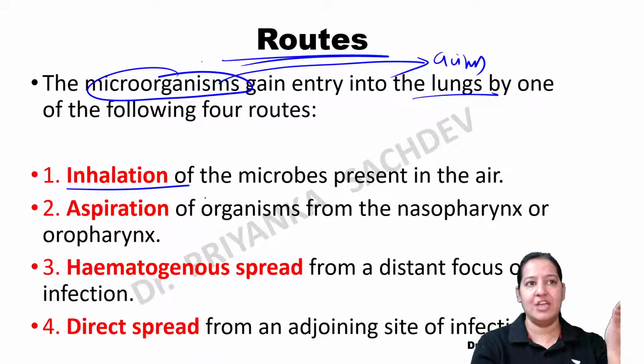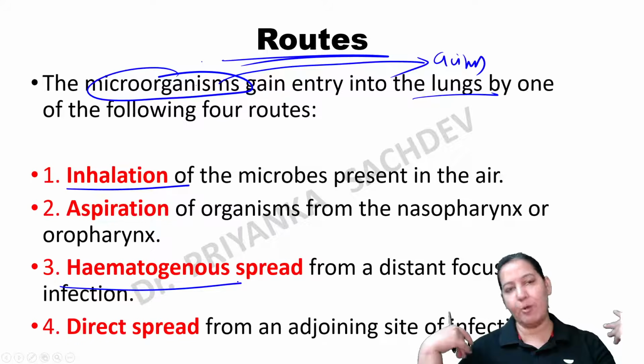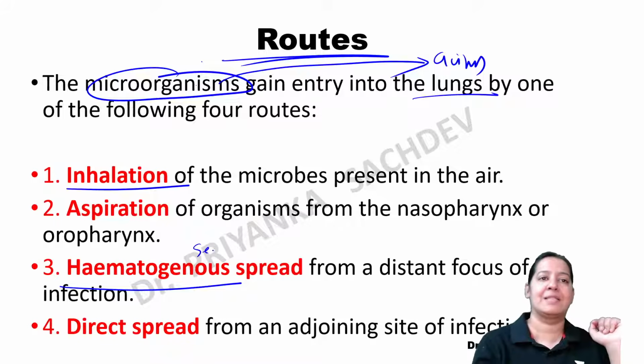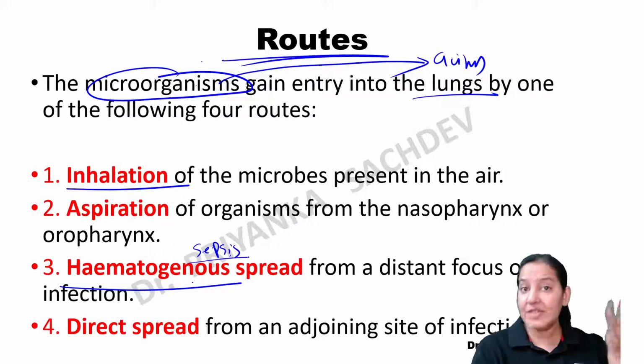You know what is inhalation? The second route is blood. If bacteria is present in any portion of my blood, I'm having sepsis. Any patient is having sepsis. Sepsis means bacteria in the blood. So blood goes everywhere. Blood goes in the acinus also, so it will cause inflammation there. So via sepsis it can occur.